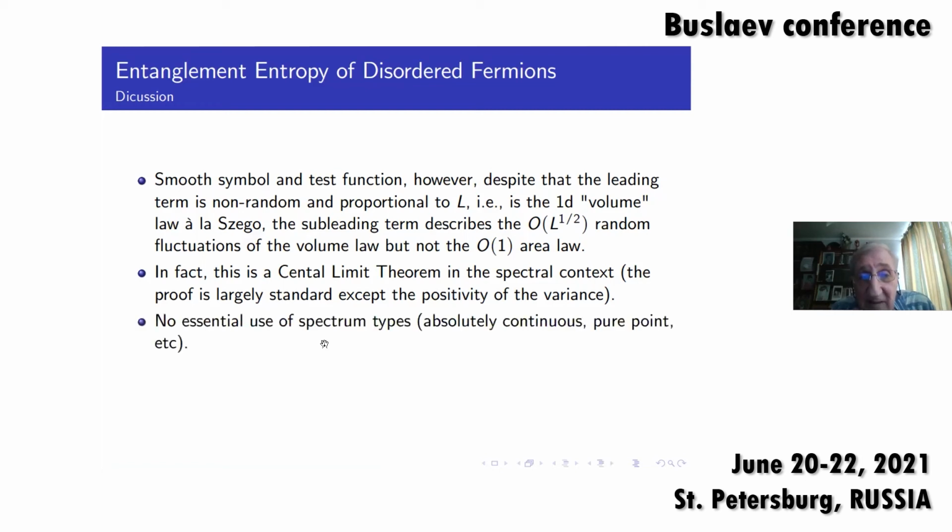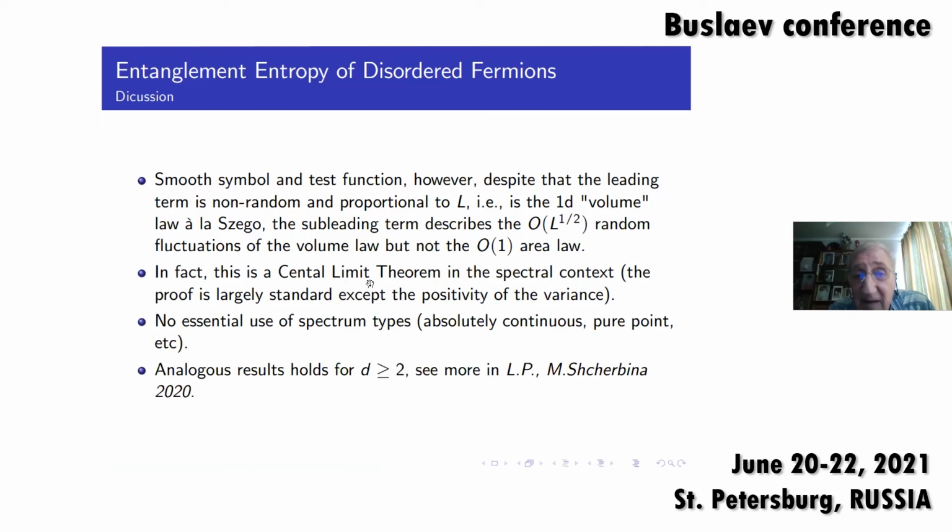Well, I would like to say that despite this being a spectral theory in full extent, you do not use too much the spectral type. What is a spectrum? Absolutely continuous, pure point. You use some general properties in the randomness. Now, I showed you the result about the one-dimensional case, but there are certain results in the multi-dimensional case, which is in work by Masha Shcherbina and myself of 20.